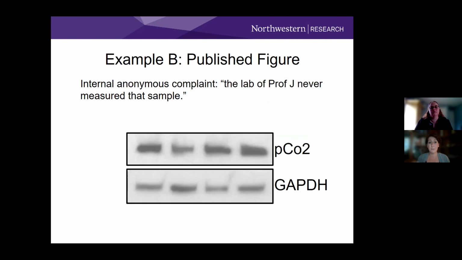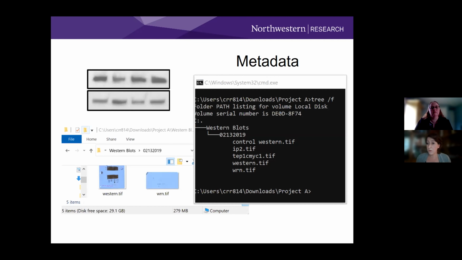Now, example B, this is a published figure. We fortunately have an internal anonymous complaint that says the lab of Professor J never measured that sample. We look at the figure. The size of the bands is a bit weird, but the background is decent. It seems more or less the same. So we go back, as always, to what was sequestered. By looking at what was sequestered, we try to figure out if we can find those images. And we are lucky enough that at a certain stage, we can find a folder with all the Western blots and we can identify which one it is.